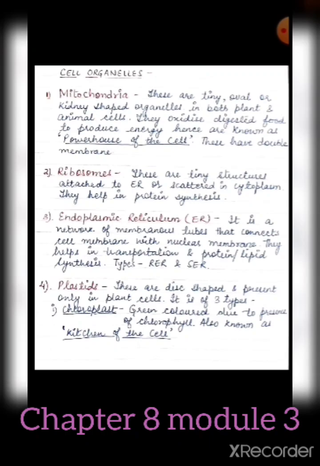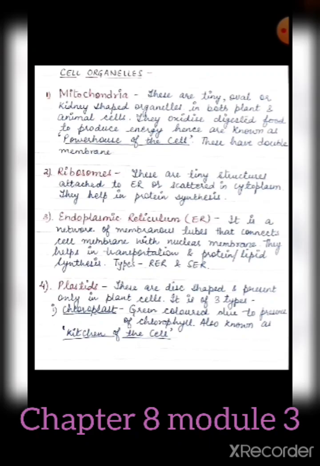Second is ribosomes. These are tiny structures attached to ER. ER is endoplasmic reticulum, or scattered in cytoplasm, and they help in protein synthesis. So ribosomes are the tiny structures which we have seen in the previous module in plant cell and animal cell. In both cells it is present, scattered in cytoplasm. Also it is present attached to endoplasmic reticulum.